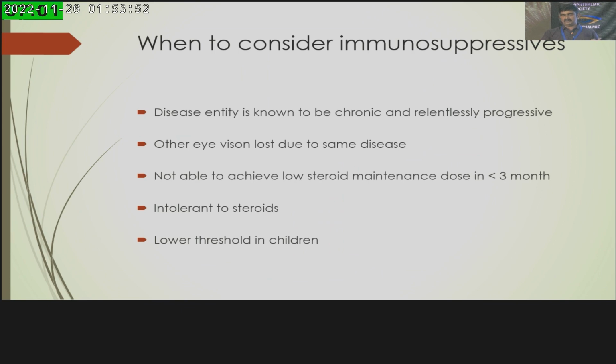So it is important you realize where. These are some clues. You know the disease entity, like Behçet's, where it is going to be chronic, relentlessly progressive, and results in optic atrophy.